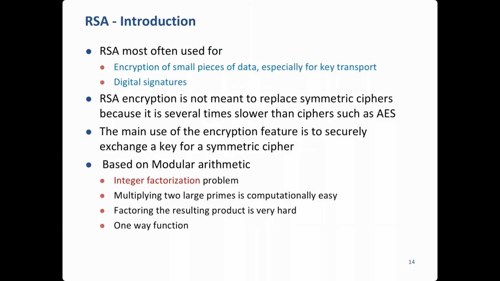So now RSA is most often used for encryption of small pieces of data, for example key transport or digital signatures. Note that asymmetric key encryption is very complex, which means that it takes a lot of time. It's not as simple or as less time consuming as symmetric key encryption. So if you have a large size of a few terabytes or megabytes, then you cannot use this method. Only for small pieces of data can you use this method.